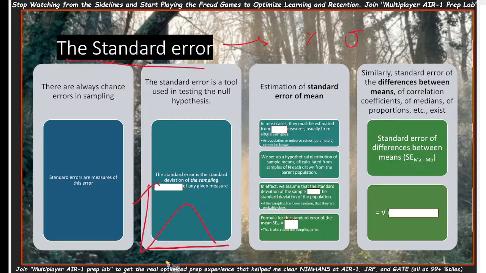If you already knew the standard deviation of a population, you don't have to actually do this. So this is very redundant. If we already know the standard deviation of the population, we don't have to consider standard error at all. But in most cases, or I would say in 95%, 99% cases, you will not get the population's mean or standard deviation. So we have to calculate the standard error, which is the standard deviation of the sampling distributions of any measure that we are doing.